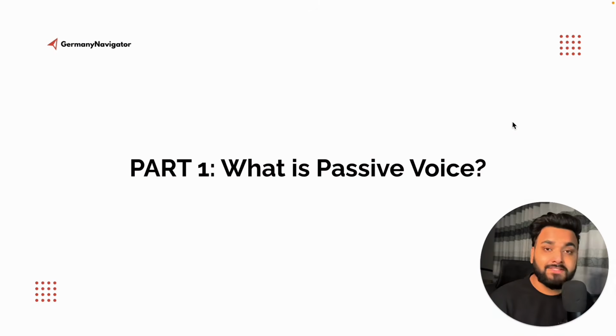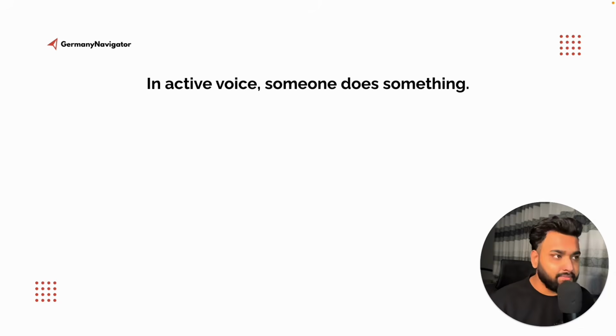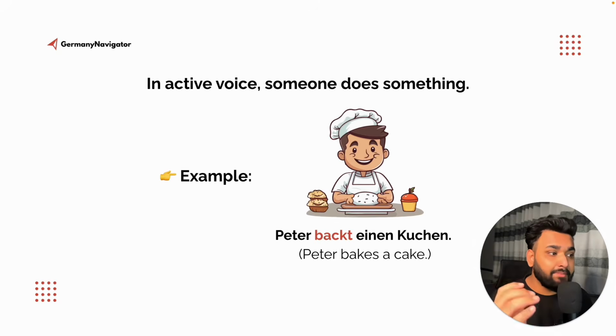So I have divided this video into several parts, and let's start with the first part, which is what is passive voice. Let's start simple. In active voice, someone does something. For example, Peter backt einen Kuchen. Peter bakes a cake.